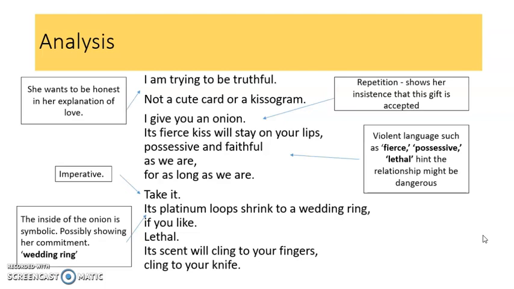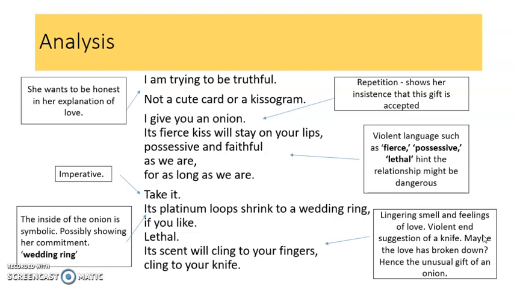Its scent will cling to your fingers, cling to your knife. So lingering smell and feelings of love are shown through the image of the onion. Violent end of the poem, this suggestion of a knife, obviously to cut the onion, but what else might that suggest? Maybe the love has broken down, hence the fact that she is giving this unusual gift of an onion. She's trying to be symbolic, but maybe it doesn't end happily, and certainly the end of the poem has a negative tone, a negative ending to it.